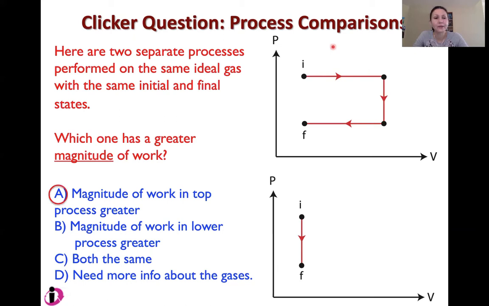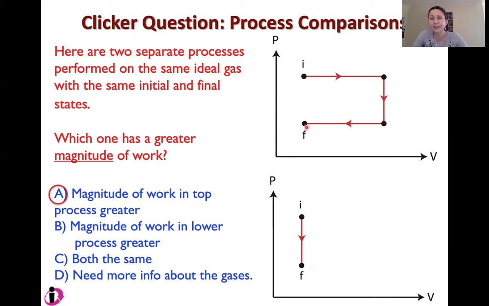So the magnitude of the work in the top process is greater. So let's look at the bottom process. Is there any work being done? The answer is no. There's no change in volume, no work. Is there work done here? Yes, there's a change of volume here.